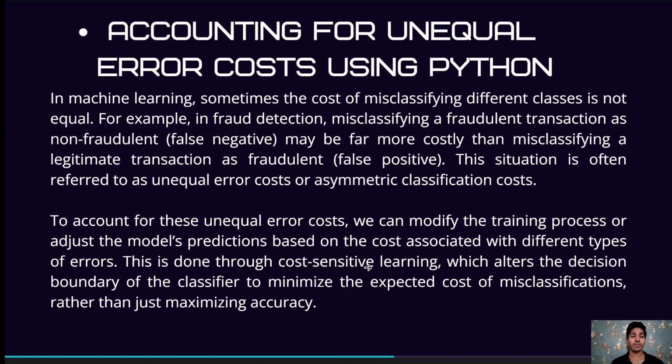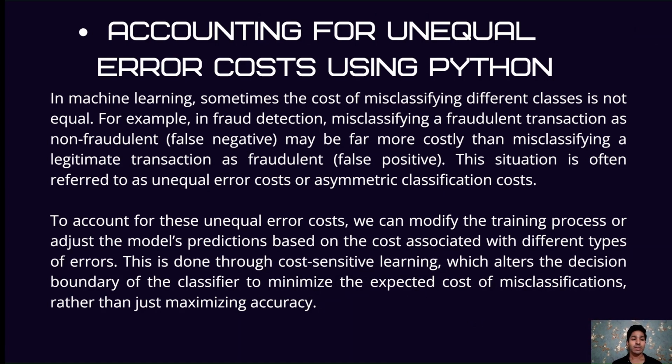So now we have accounting for unequal error cost using Python. In machine learning, sometimes the cost of misclassification of different classes is not equal. For example, in fraud detection, misclassifying a fraudulent transaction as non-fraudulent (a false negative) may be far more costly than misclassifying a legitimate transaction (a false positive). This situation is also referred to as unequal error cost or asymmetric classification cost.